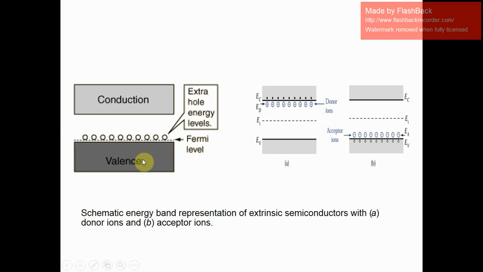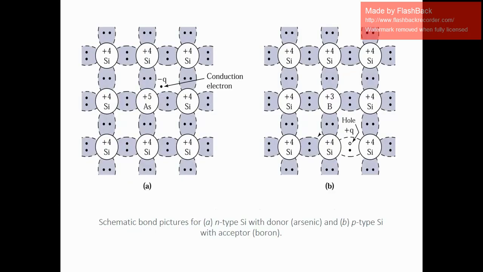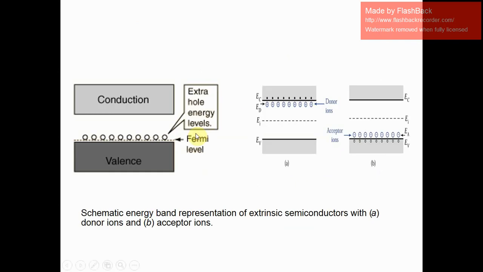As all of you know, the valence band has lower energy levels and the conduction band has higher energy levels. An extra hole layer is formed just above the valence band, and between them there is the Fermi level. This is the diagram for the schematic energy band representation of an extrinsic semiconductor with A donor ions and B acceptor ions. As you have seen in this diagram, this is for donor and acceptor. This is the energy band diagram for that figure.